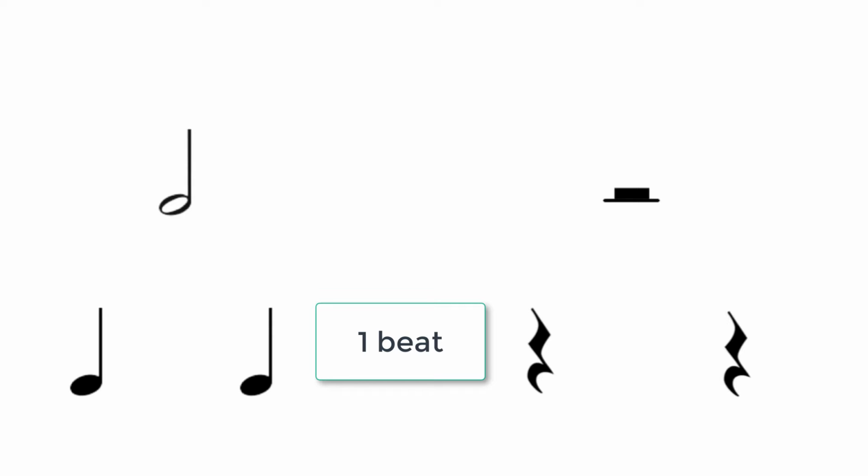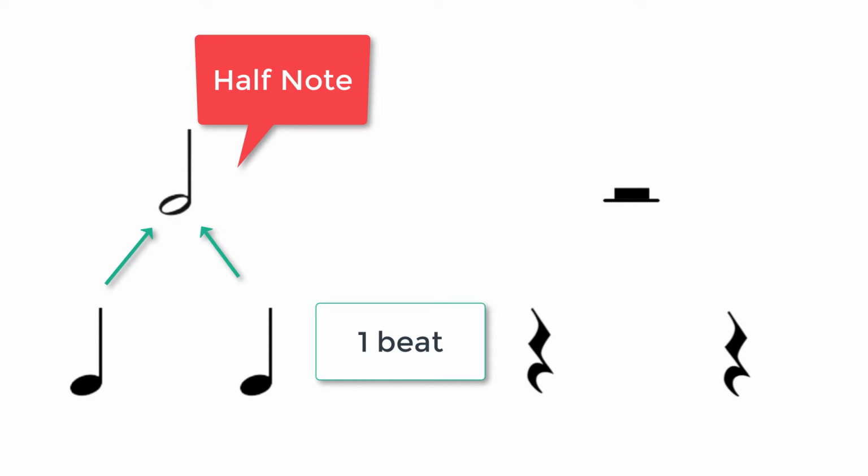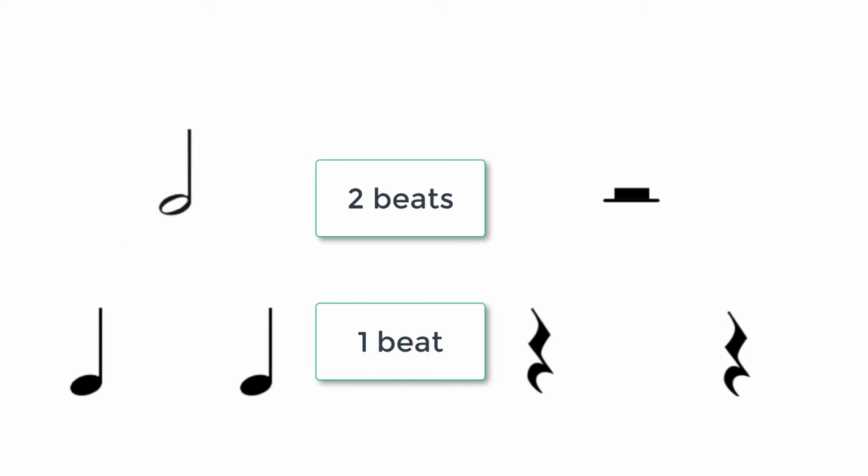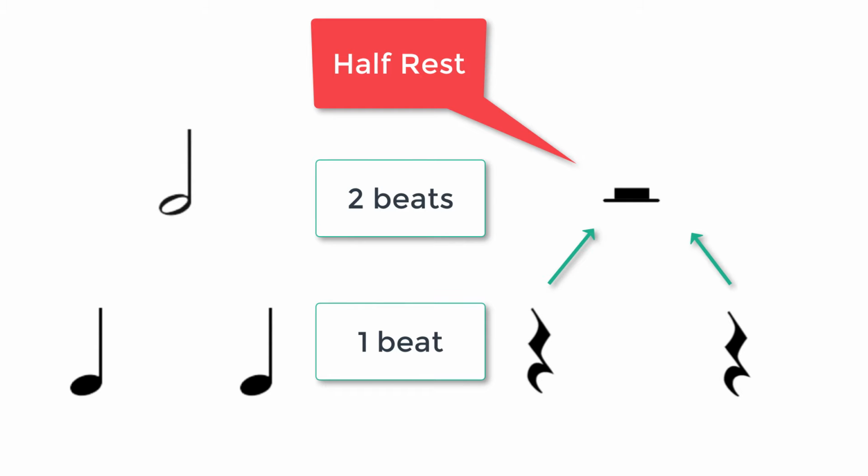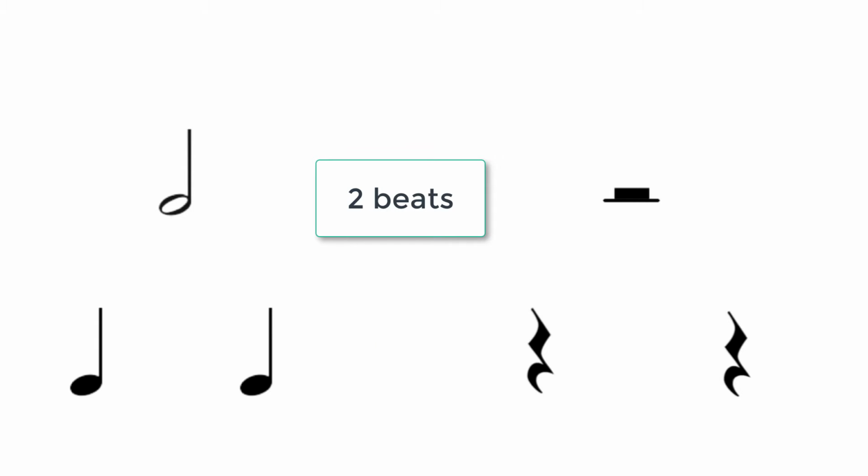Now you can also have symbols that are longer than one beat. Here you'll see on the left-hand side of your screen, if you combine 2 quarter notes, you make a half note. A half note is worth 2 beats. On the right side of your screen, you'll see if you combine 2 quarter rests, you create a half rest. If you've never read music before, it's easy to remember what a half rest looks like because it looks like a hat. So just remember hat, half rest. So both of these symbols are worth 2 beats, but one is sound and one is silence.